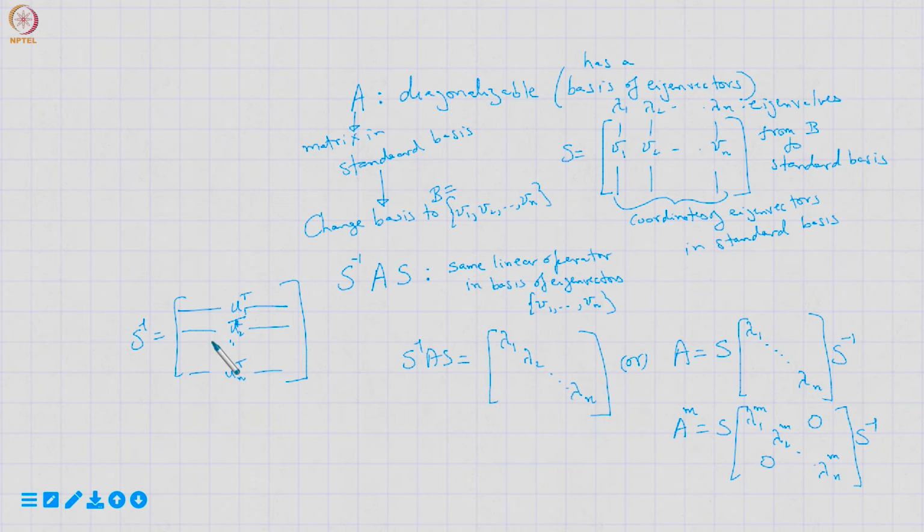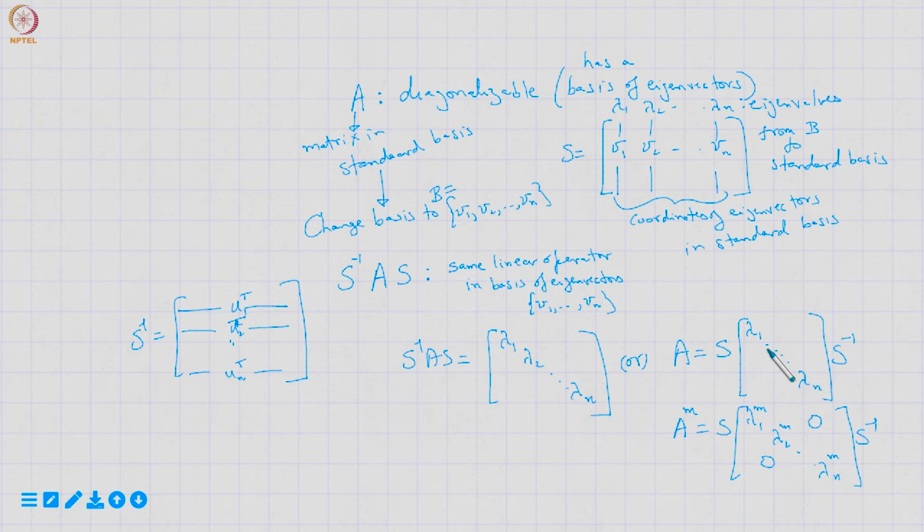Okay, let's think of the rows like that. Okay, S inverse, the rows of S inverse, I'm writing as U1 transpose, U2 transpose, Un transpose. Now, what will happen to this product A equals S times a diagonal matrix times S inverse? This is just matrix multiplication.